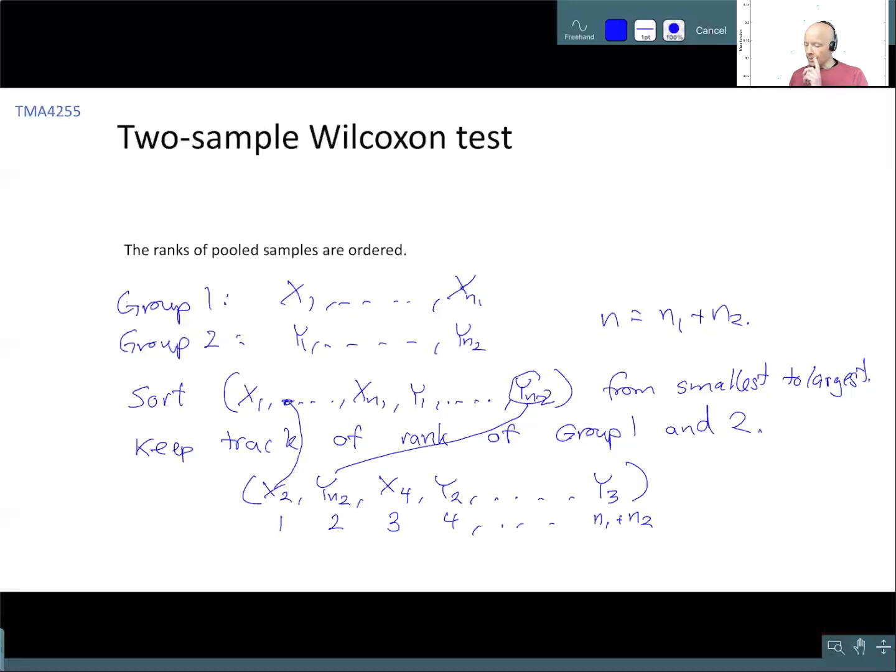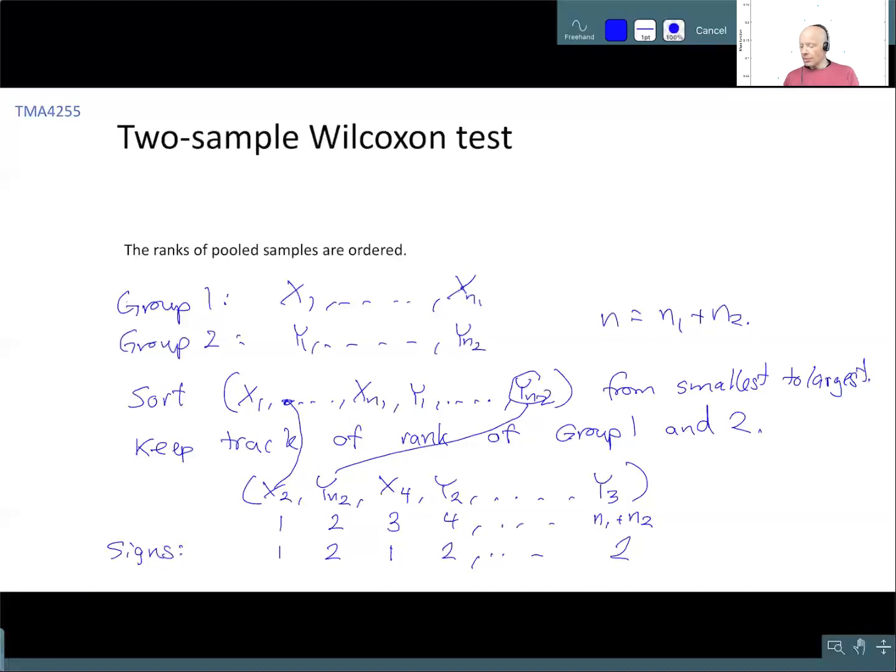We also keep track of the signs. So this one is from group 1, this one is from group 2, this one is from group 1, group 2, and so on, group 2. If it turns out that all these lower rank values have group 1 and all the higher ranked values have group 2, this is a clear indication that the groups are not from the same population. They have a different sampling distribution.